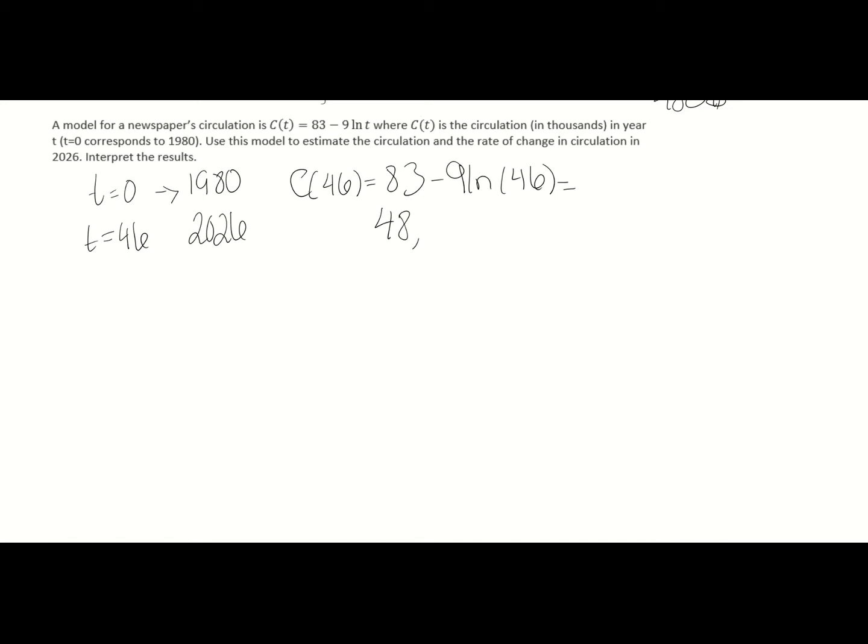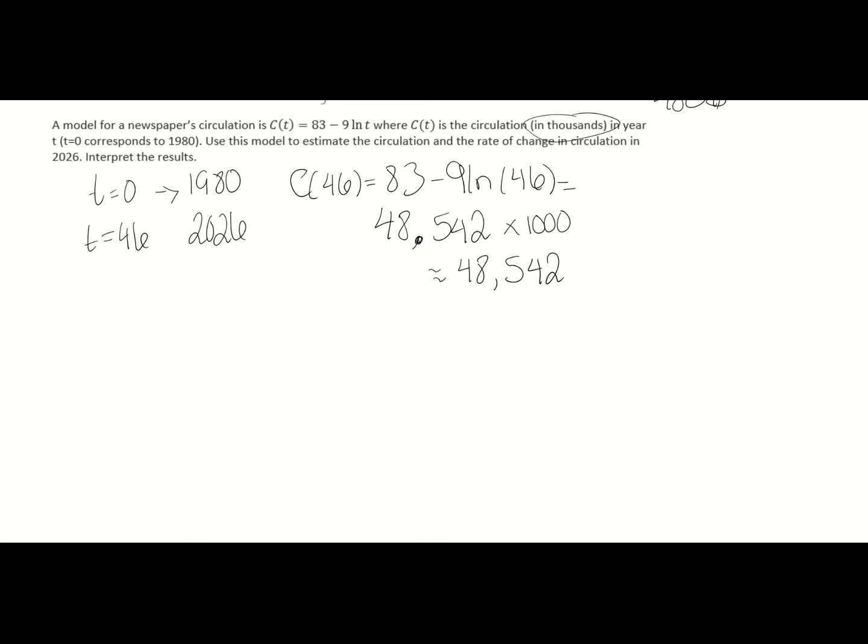Well, actually, I'm sorry, in your calculator, if you do 83 minus 9 ln of 46, it's going to give you 48.542. But it's in thousands, so you need to multiply this times 1,000. That's the key that you've got to be careful about. And you get approximately 48,542. Don't forget to look at your unit of measure.